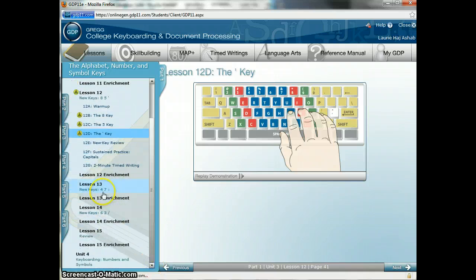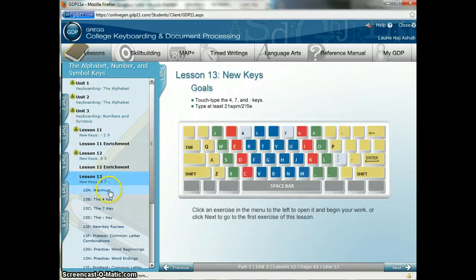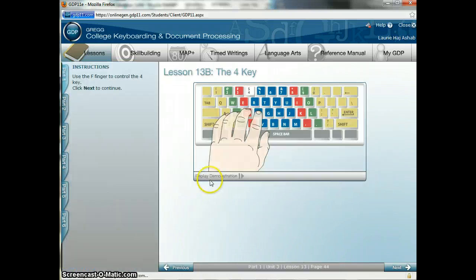Lesson 13, we have the 4, the 7, and the colon. Okay, we're going to start out with the number 4. The number 4, you're going to be reaching up with your F finger. 4, 4, 4. 4, go back to the F. 4, 4. Go ahead and practice that a few times.